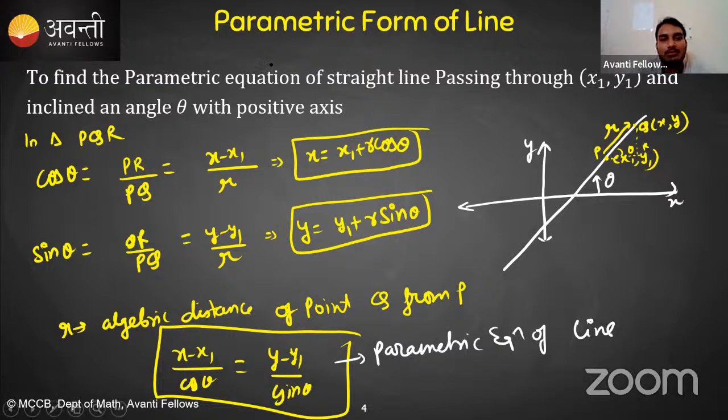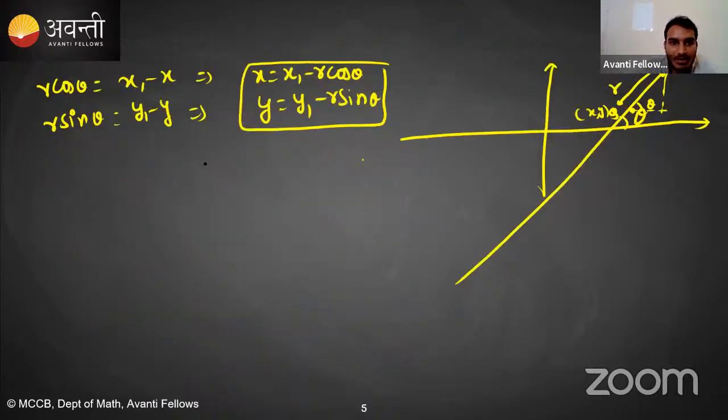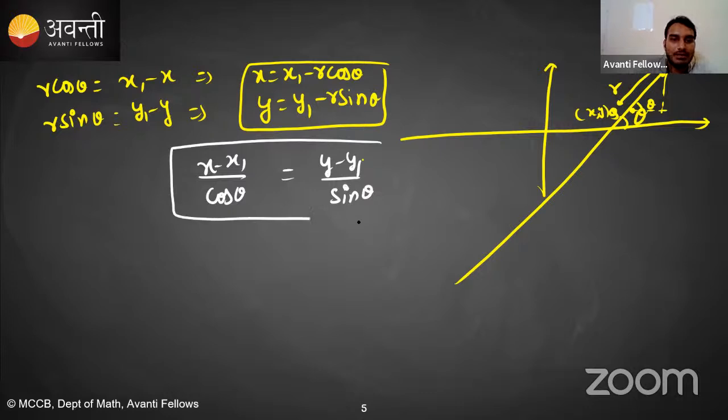Quickly let me know in the chat box. Is this clear or not? So similarly, here, (x minus x1) upon cos theta is minus r, and (y minus y1) upon sin theta is minus r. So again, it is always equal. So the parametric equation of a line is (x minus x1) upon cos theta equal to (y minus y1) upon sin theta.